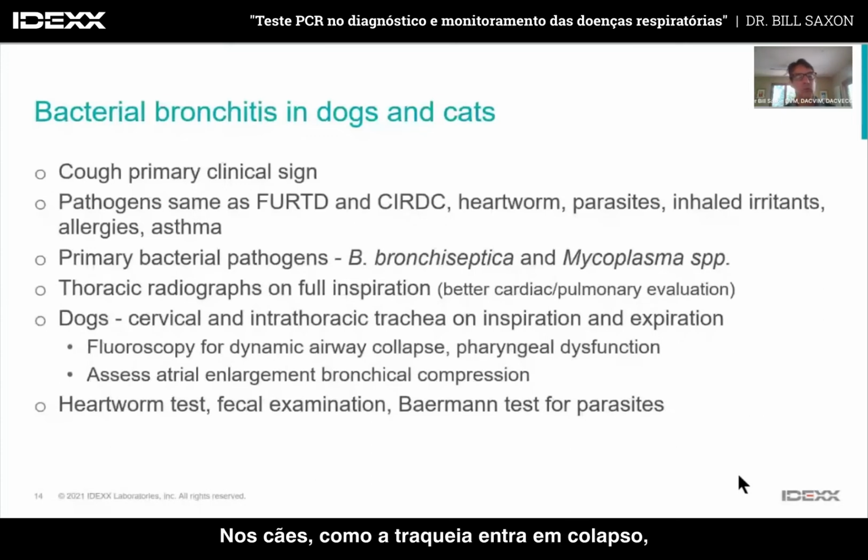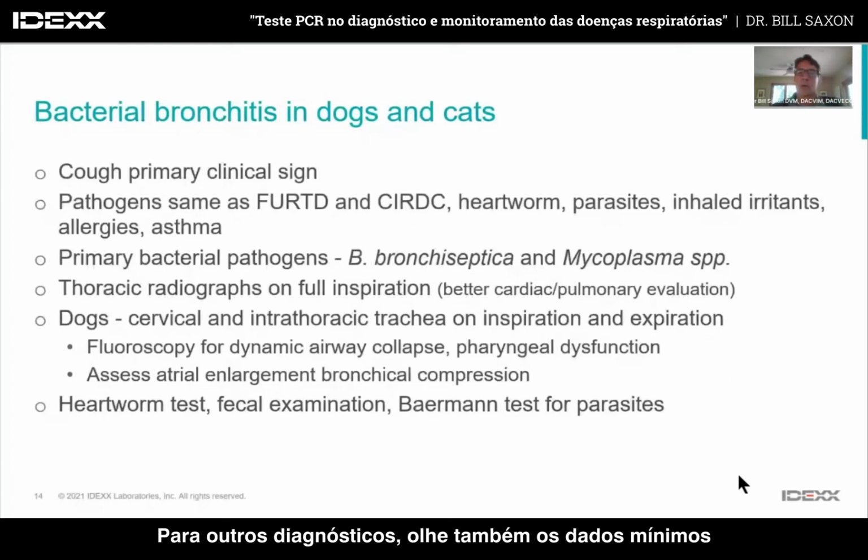Here in dogs, because tracheal collapse is a common cause of cough and can be associated with or exacerbated by bronchitis, getting cervical and thoracic tracheal films on both phases of respiration will help you assess for dynamic collapse of the trachea, which involves the extrathoracic trachea on inspiration and the intrathoracic trachea on expiration. So try to get that. Sometimes fluoroscopy is necessary if you need to go that route, and then assess the heart as well.